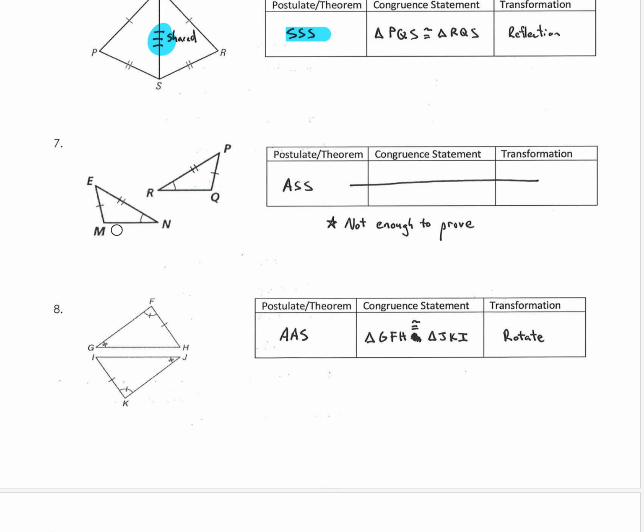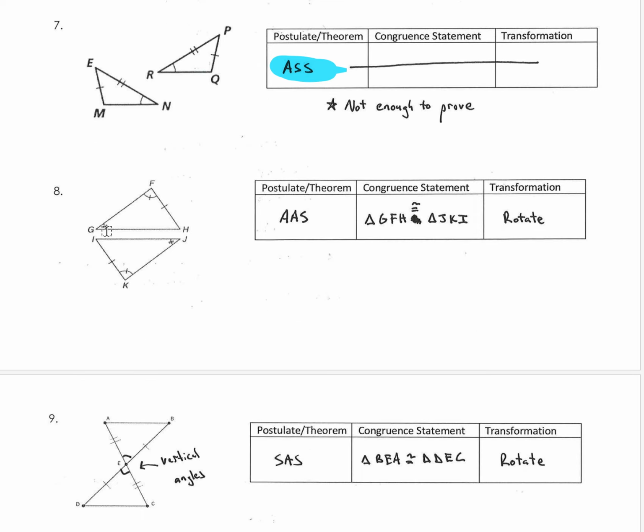All right, the next one. You have side, side, angle, and side, side, angle. You're like, oh, nope, not going to work. Remember, when you get that, it's not enough to prove the two triangles are congruent. So you don't have to write these because we're not even sure whether they're congruent or not. I mean, they look congruent, but we're not sure. That is not enough to prove.